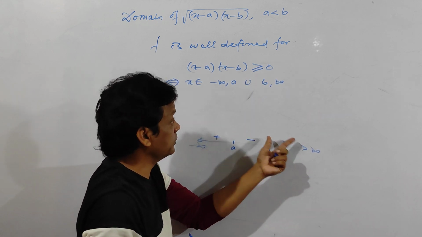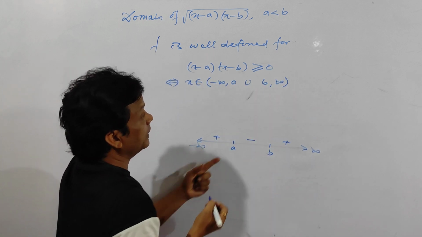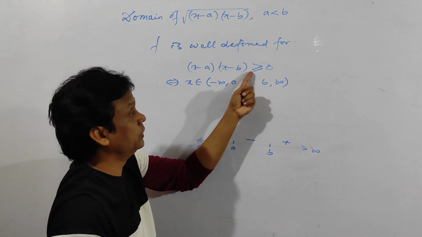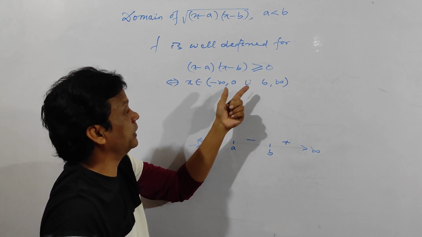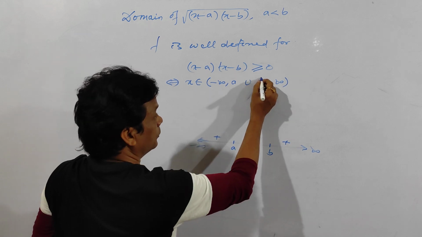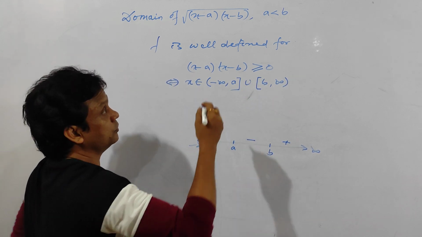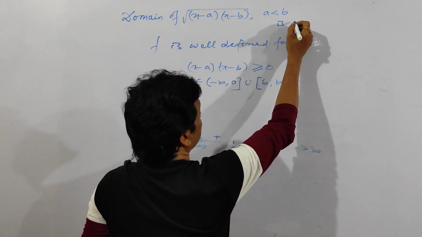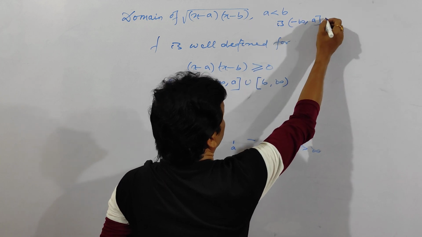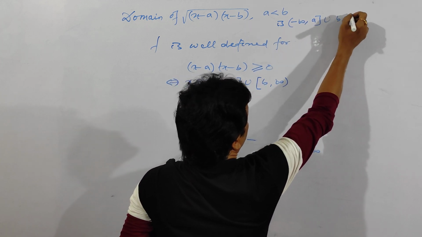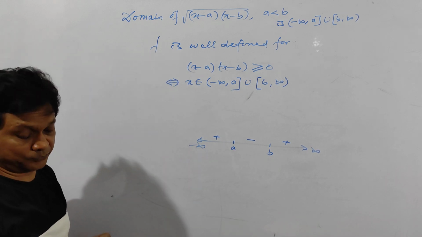Either this one or this one. Or means union, and infinity is always open. And the equal to sign is there. This quantity will be 0 under which condition? If x equals a and x equals b, that means a and b are included, so you should put a closed interval for a and b. So this is the answer. That means the domain is minus infinity to a, this is closed, union b to infinity, this is closed. This is your formula. Clear?